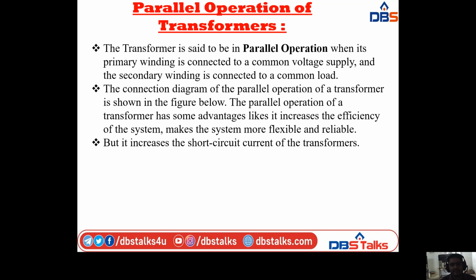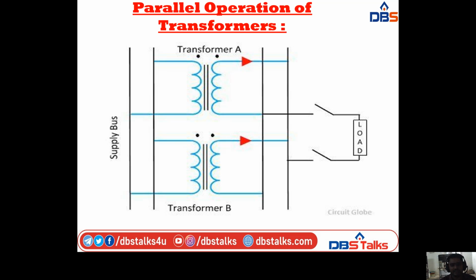The connection diagram of the parallel operation of a transformer is shown in the diagram. Here I am using two transformers. These transformers are connected in parallel to a supply bus: the primary is connected to the supply bus, and the secondary is connected to the load through a switch.